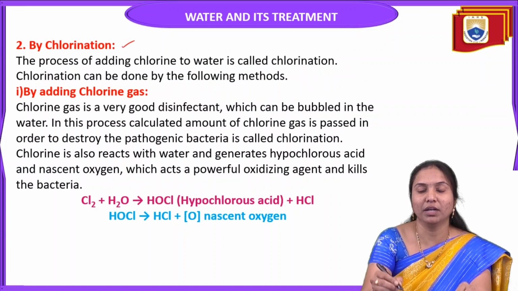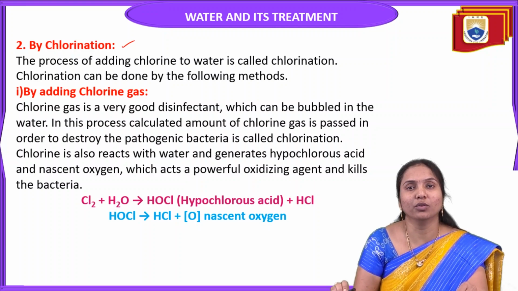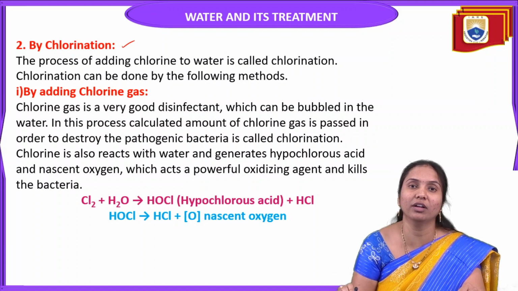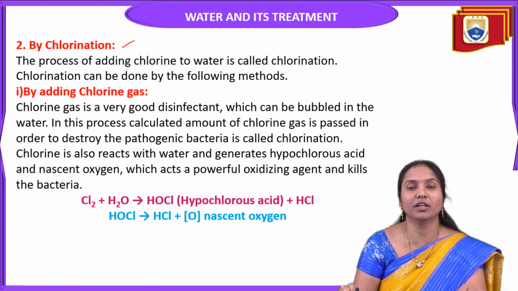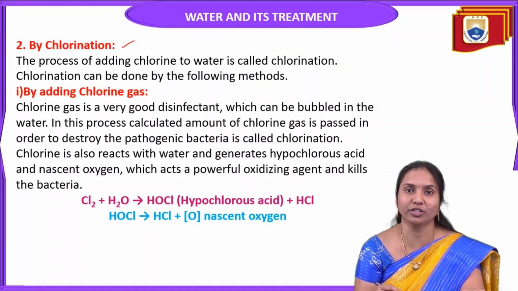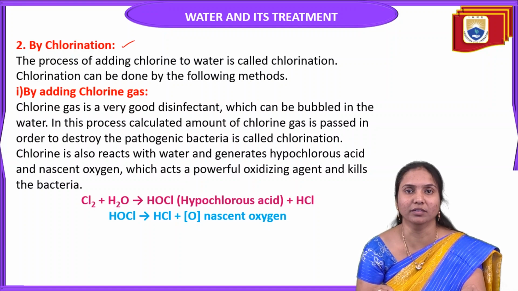Next, the second one is disinfection of water by the chlorination method. Chlorine is generally added to water to remove the bacteria present in it. If we add chlorine in the form of chlorine gas, chloramine combination or bleaching powder, in any form, it reacts with bacteria and kills them. This process is called disinfection of water by the chlorination method.